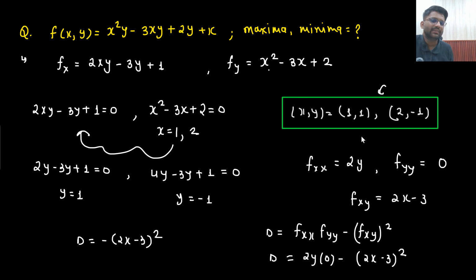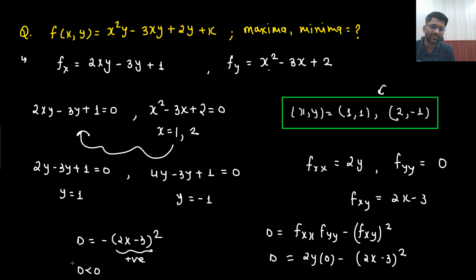And directly you can see, no matter whether I put this point or this point, this will always be negative. Because 2x minus 3 squared is always positive, and positive multiplied with negative is negative. So D will always be negative, no matter whichever point you put. I don't even need to put 1 comma 1 or 2 comma minus 1. I know that the value will be negative only.